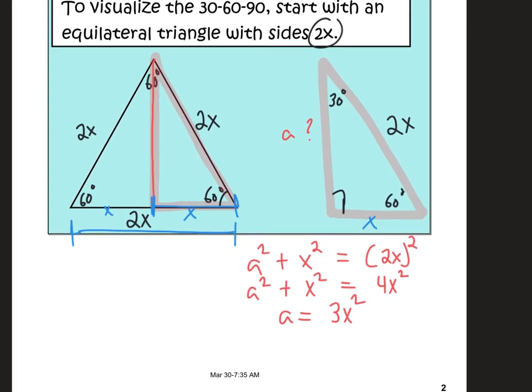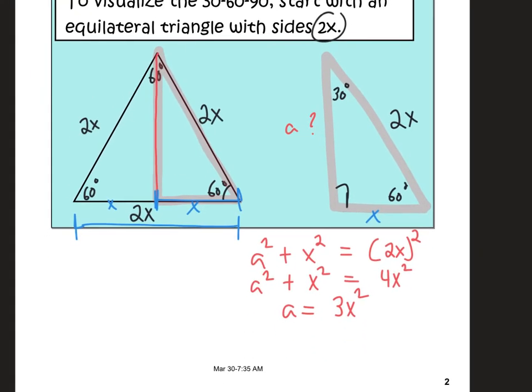To solve for a, we will take the square root of both sides. Square root here, square root here. So a is going to equal the square root of 3x squared, which is the square root of 3 times the square root of x squared. The reason I want to write it that way is because we know the square root of x squared is just x. So it's going to be x times the square root of 3.